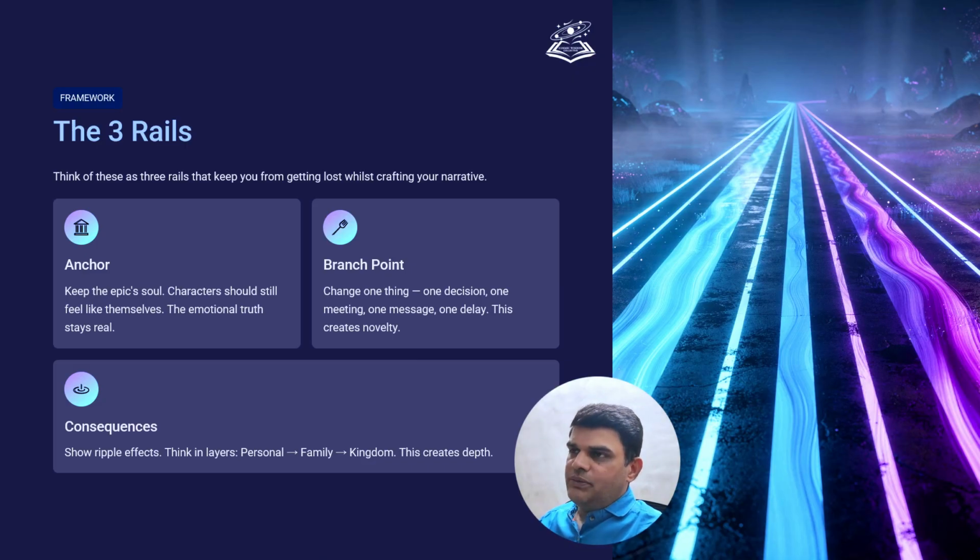Here's the structure. Think of it as three rails that keep you from getting lost. First, anchor. This means you keep the soul of the epic. Characters should still feel like themselves. The emotional truth stays real. Second, branch point. You change one thing, one decision, one meeting, one message, one deal. Third, consequences. This is where your story becomes believable. A great shortcut is to think in ripples. First personal, then family, then kingdom. That's it. Anchor grounds you, branch creates novelty, consequences create depth.